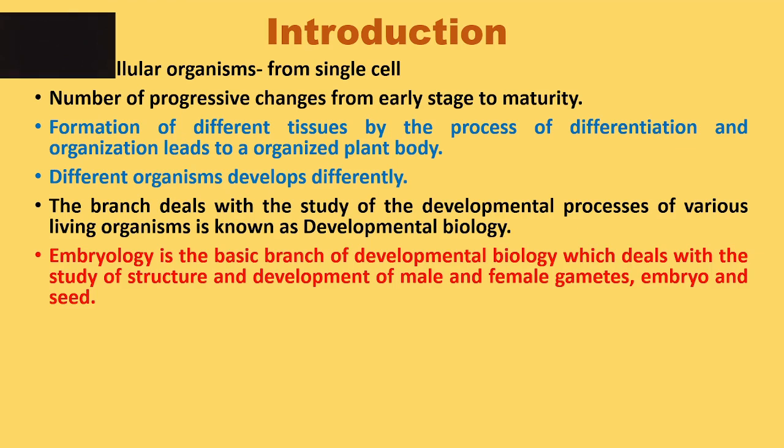So embryology is the basic branch of developmental biology which deals with the study of structure and development of male and female gametophytes. That is, how a pollen grain is formed, how sporogenesis takes place, then how an egg is formed in the female gametophyte. Then we will study the structure and development of different types of gametophytes. After that, we will see the fusion of gametes, then fertilization, how embryos are formed, how embryogenesis takes place, and finally how seed is produced.